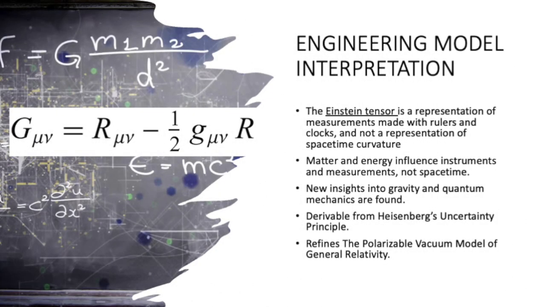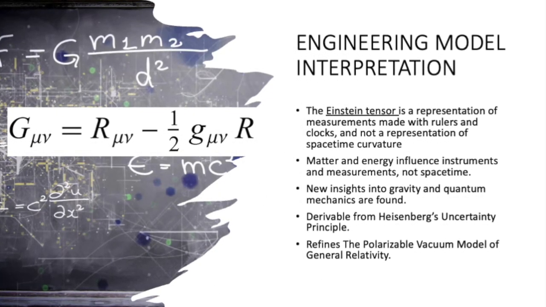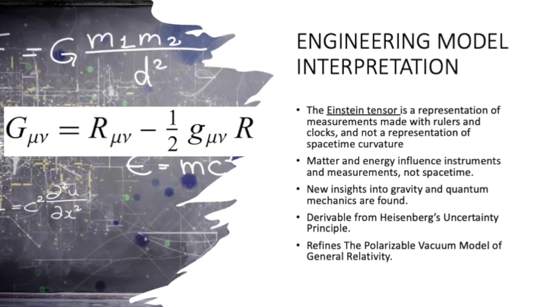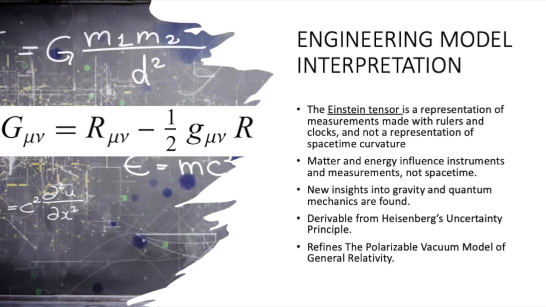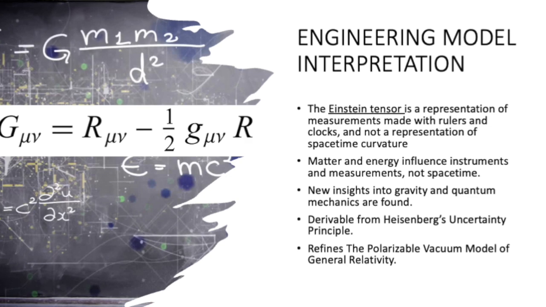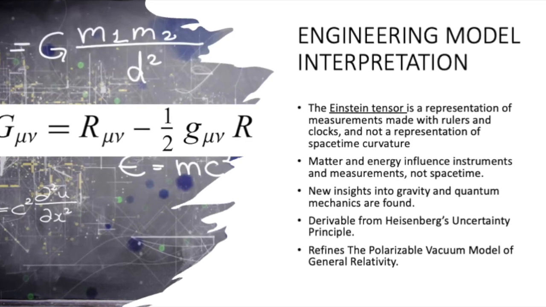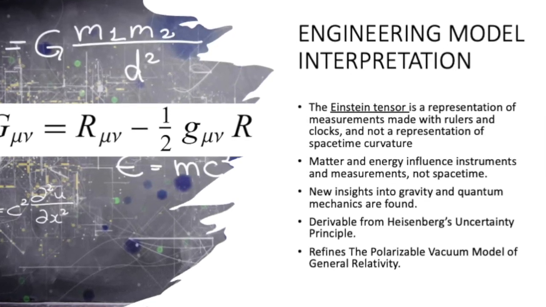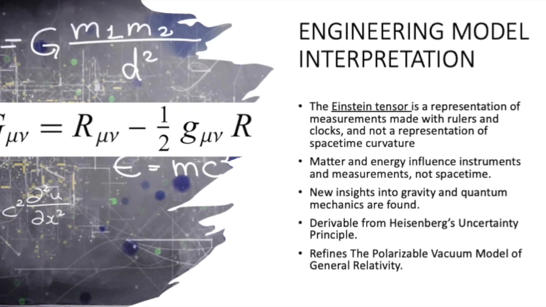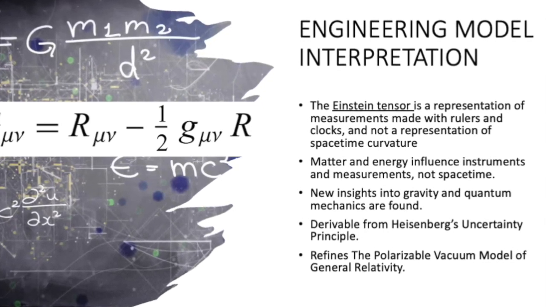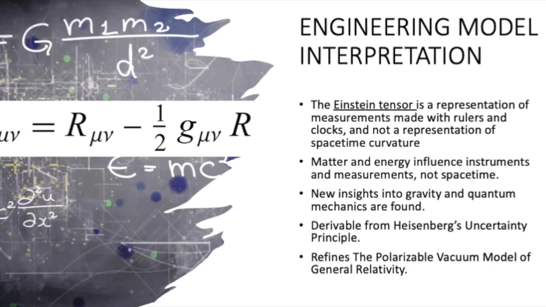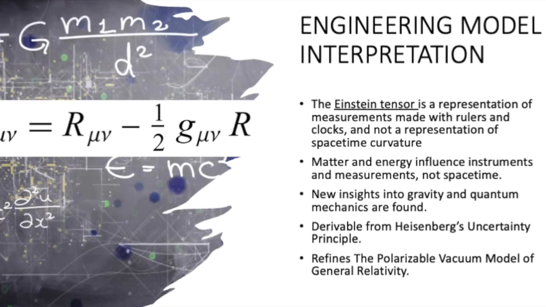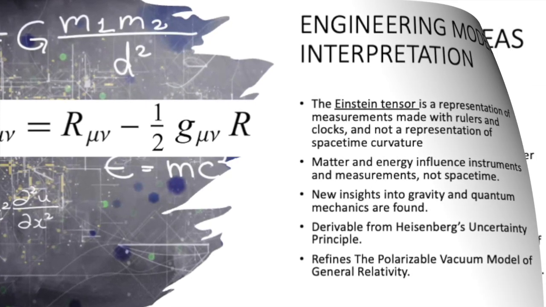expansion. Now let's explore an alternative interpretation, where the Einstein tensor is seen not as a representation of space-time curvature, but as a description of the measurements obtained using rulers and clocks influenced by the distribution of matter and energy. This interpretation emphasizes the role of these measuring devices in understanding gravity and the geometry of space-time.